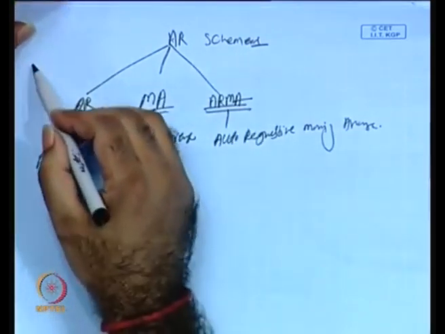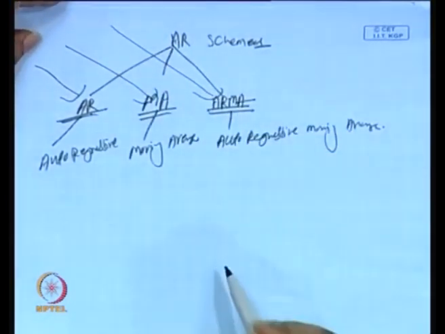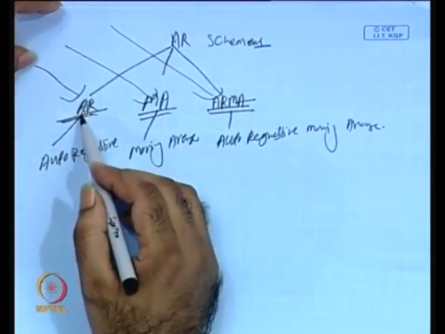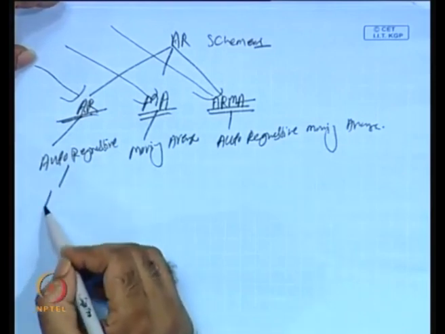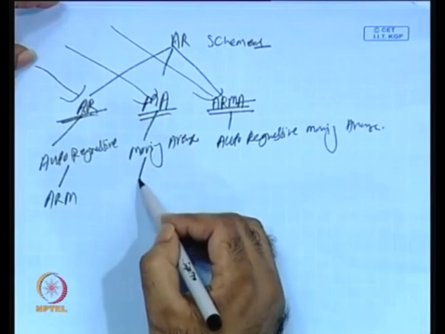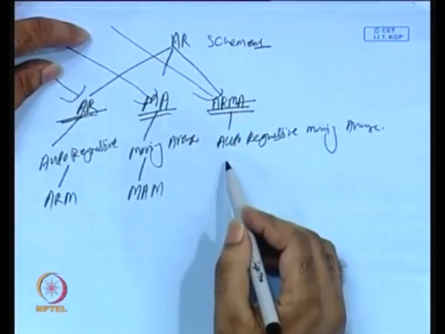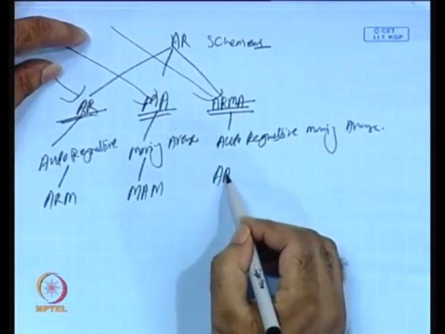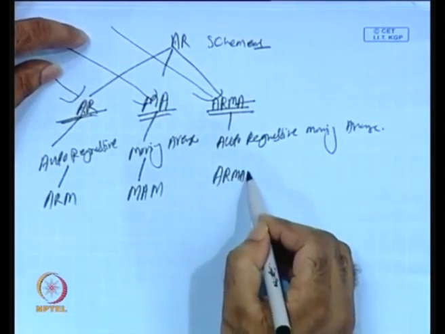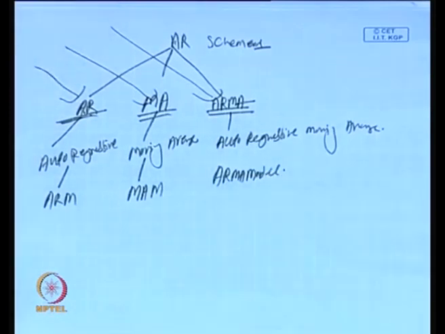That means the modeling can be applied to each of these. If I apply modeling to the autoregressive scheme, it will be called autoregressive models. If I apply modeling to the moving average scheme, it is called moving average models. If I apply modeling to the combined scheme, it is called ARMA models. So, let me start with what these ARMA schemes are.